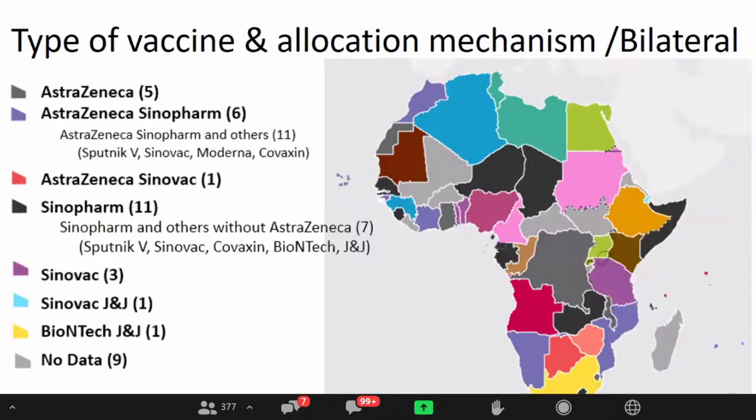So bilateral is when countries buy directly either from manufacturers, or another country donates to them directly. So we've had AstraZeneca also, then Sinopharm, Sinovac, the very popular ones here coming from China. And then we've also had Sputnik V from Russia. And we've had Pfizer and J&J also coming in as donations to countries.